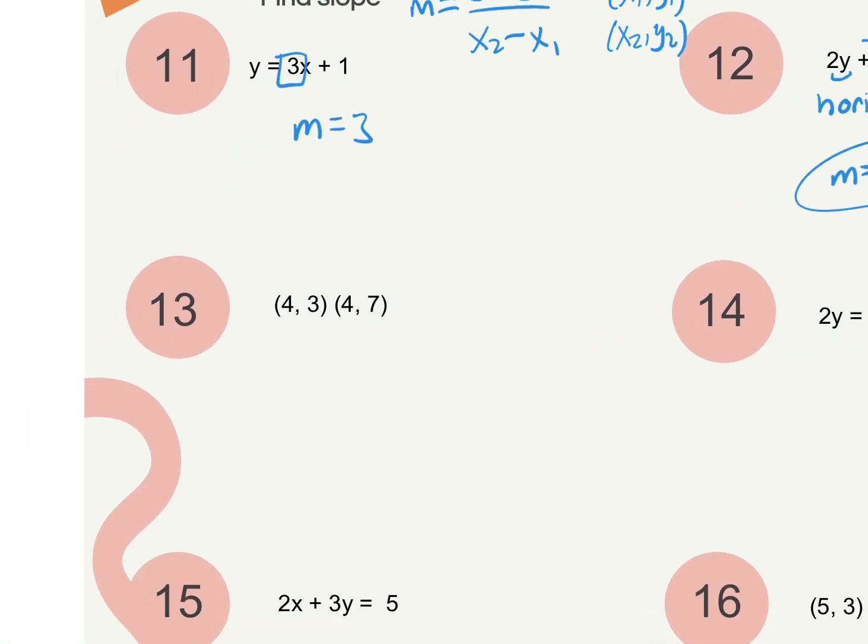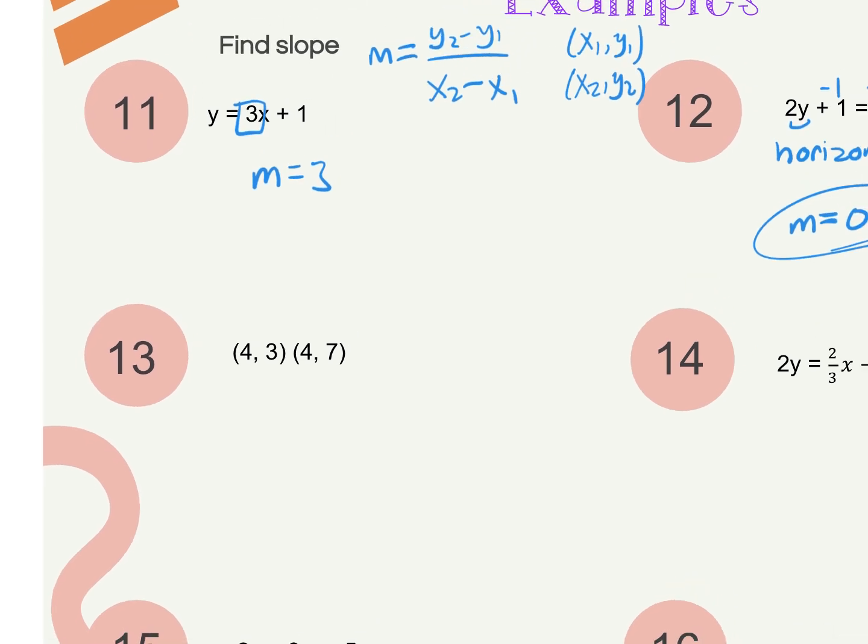Now this one's an example of one where you have to use the slope formula to find the slope. You can label them: I'm going to say that this is x1, y1, and this is x2, y2. Then you can just plug it right into your slope formula. y2 is going to be 7, y1 is going to be 3. And then x2 is going to be 4, and x1 is the same thing, so we get 4 over 0.